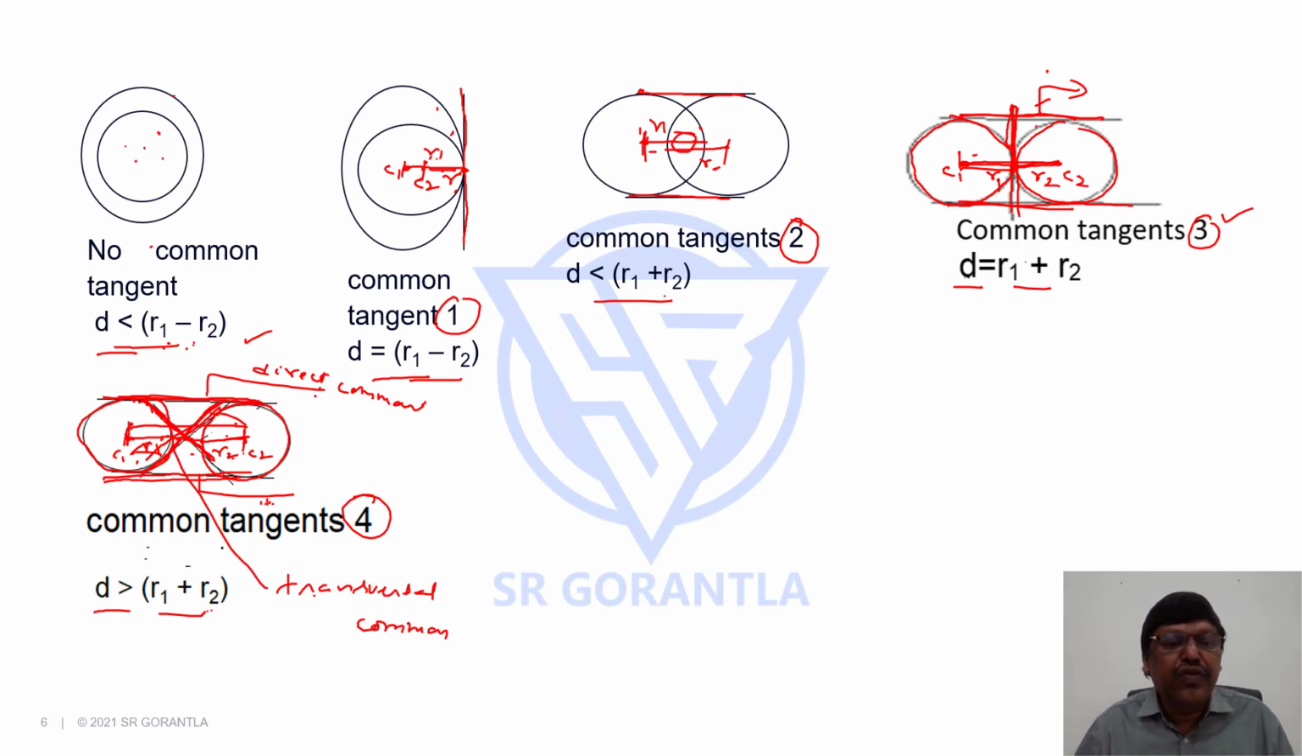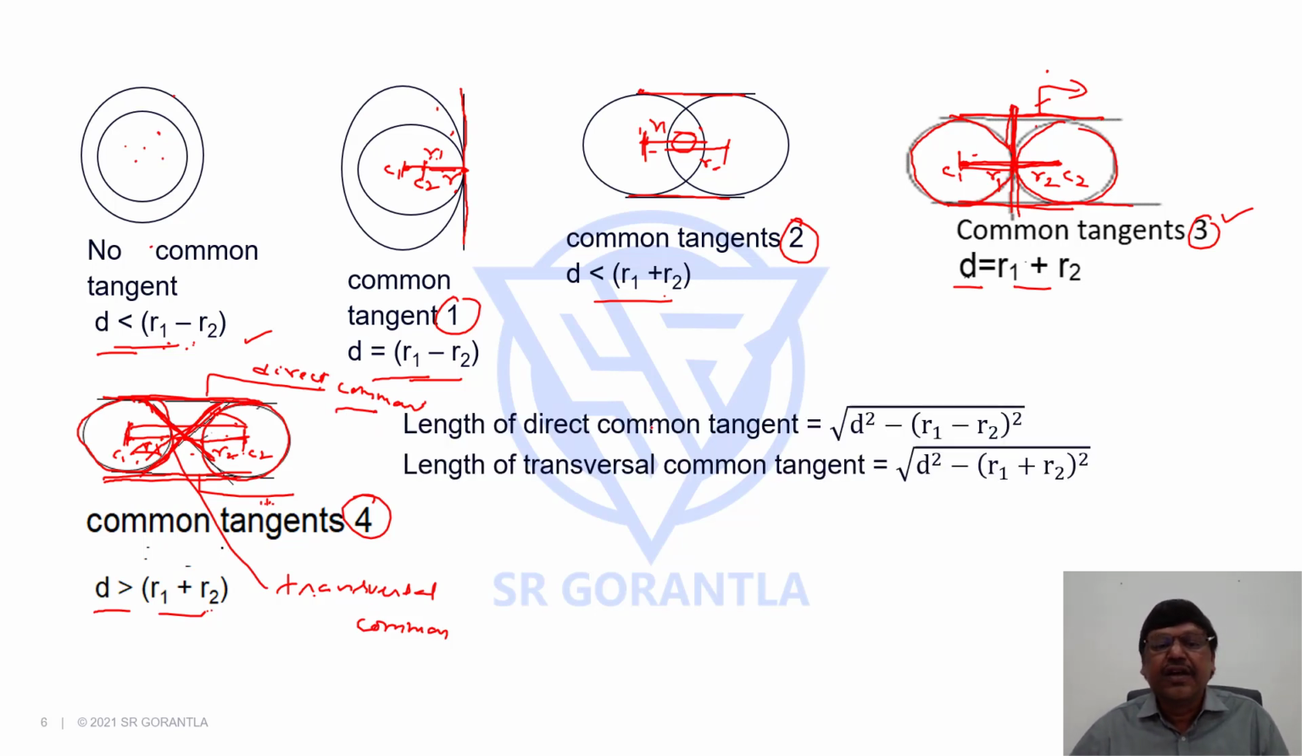And there is a formula to find the length of this direct common tangent or transversal common tangent. Length of direct common tangent equals square root of d square minus (r1 minus r2) whole square, where d is the distance between the centers. As I said, d is the distance between the centers, r1 and r2 are the radii of the two circles. So these are a few important points.